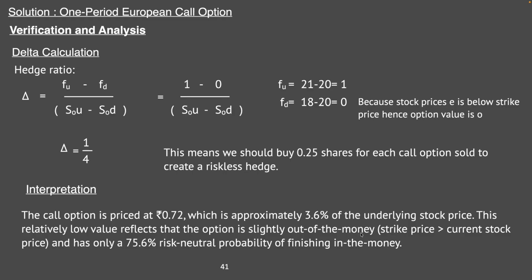When I started the question, I said that since the current stock price is less than the strike price, the option is out of the money. Since the option is out of the money, the option price will always be less, and this option has only a 75.6% risk neutral probability of finishing in the money. In the money means the stock price should go above the strike price of 21.